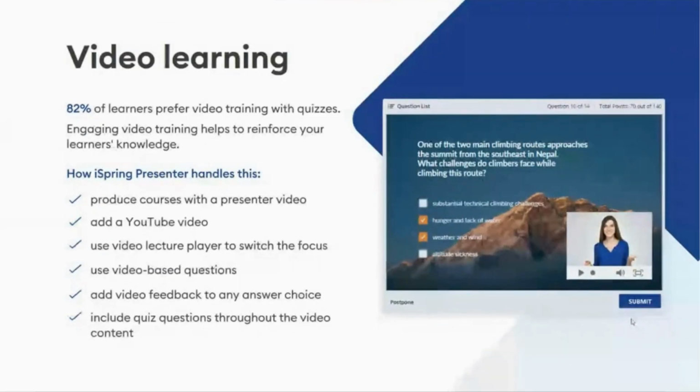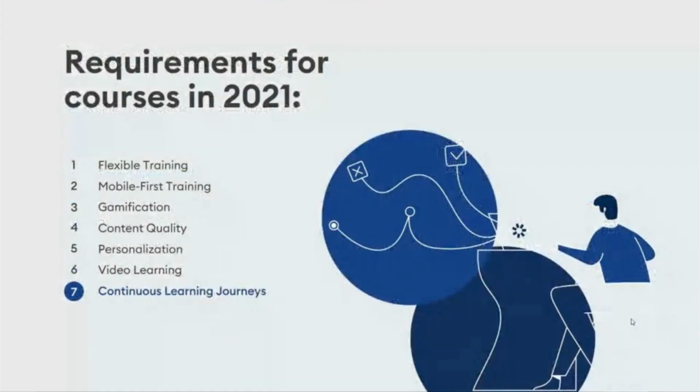And the final requirement for courses in 2021 is continuous learning journeys. About 30 years ago, after getting a profession, you could plan your career and be sure that everything was going to be okay. And things would not change very much. But today, this type of situation is almost impossible to encounter. Entire specialties, as well as their structure, are changing and even disappearing.